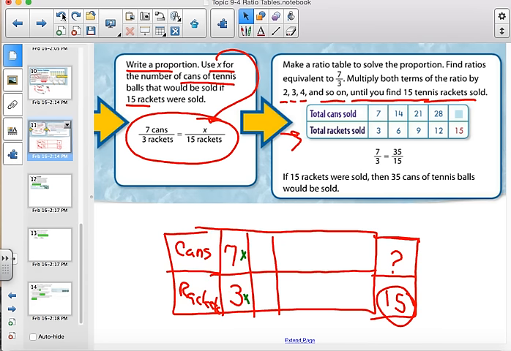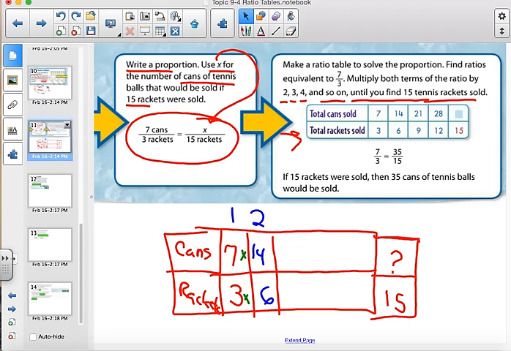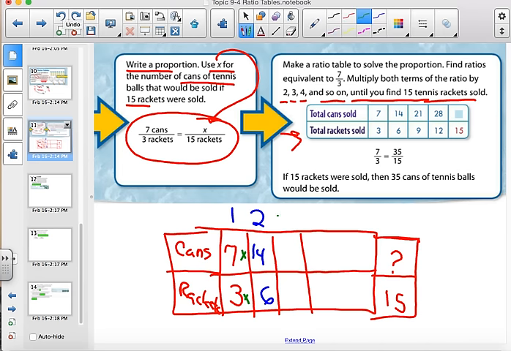Okay, so let's take a look at that and see how it works out. So our first column we multiply by 1. Our second column we multiply by 2. 2 times 7 is 14. 2 times 3 is 6. Our third column, see if it gives us 15, would be 3. 3 times 7 is 21. 3 times 3 is 9. So we're not there yet.